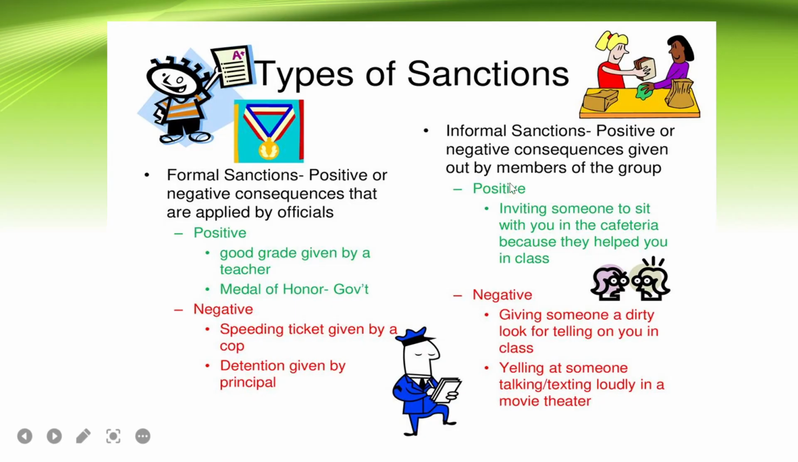For positive informal sanctions, we have inviting someone to sit with you in the cafeteria because they help you in class. Another example of this is a teacher giving out compliments to students. And a form of negative informal sanction is disapproving looks and reprimands. Another example is yelling at someone talking or texting loudly in a movie theater, and giving someone a dirty look for telling on you in class.